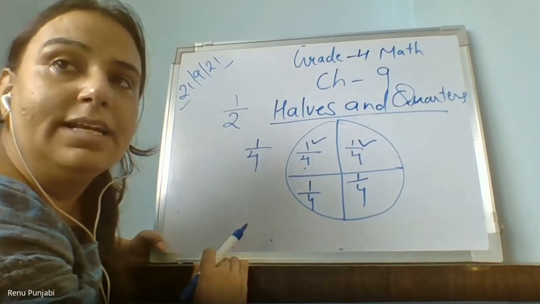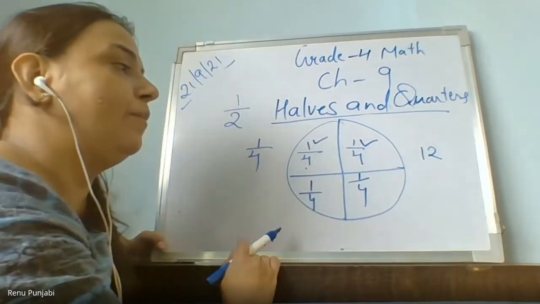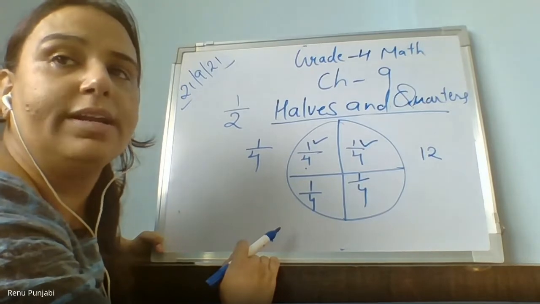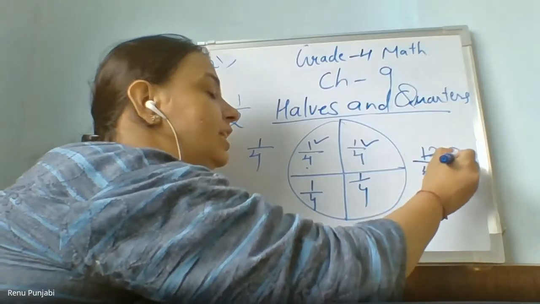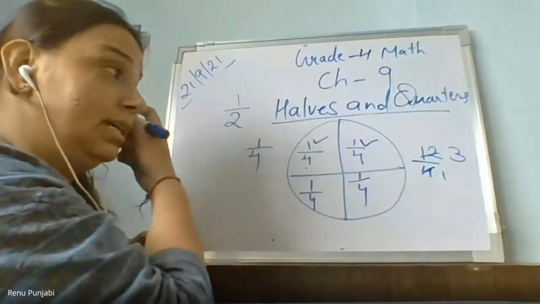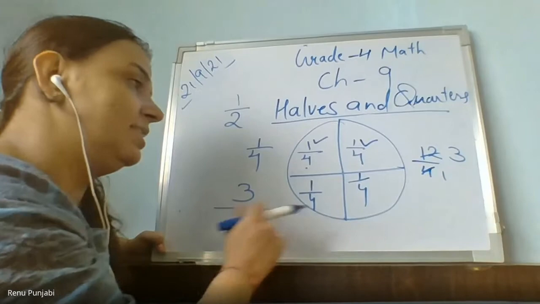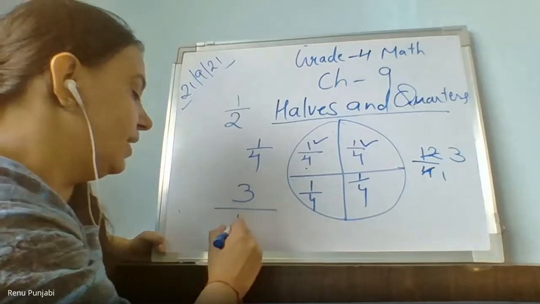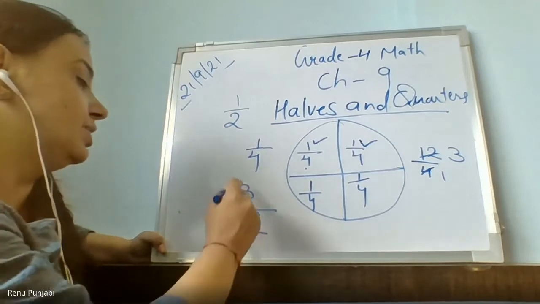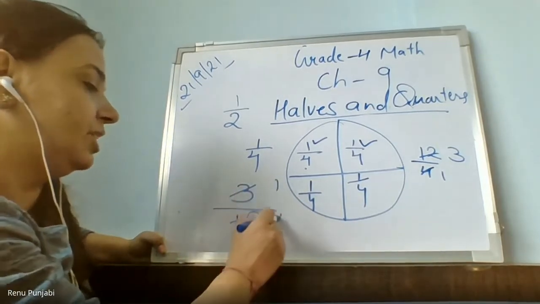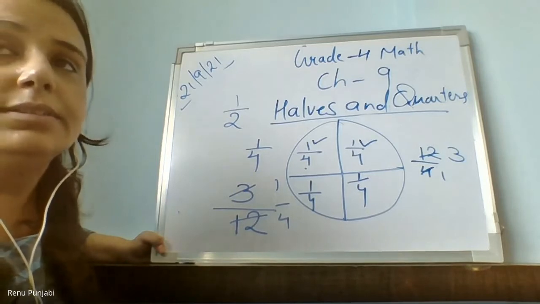Am I clear? Suppose there are 12 chocolates and you want to distribute to the 4 persons. Each will get how many chocolates? Divided by 4. 4 ones are 4, 4 threes are 12. So 3 chocolates out of 12 chocolates. So 3 upon 12 is also 1/4. And if you simplify, 3 ones are 3, 3 fours are 12, you can check 1/4 is coming. Got it?